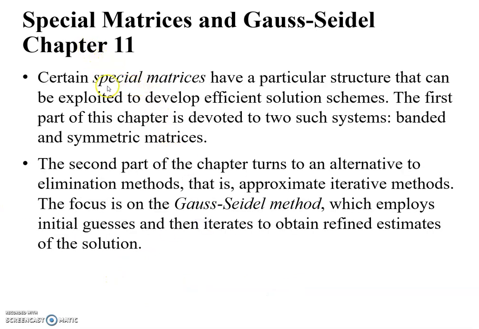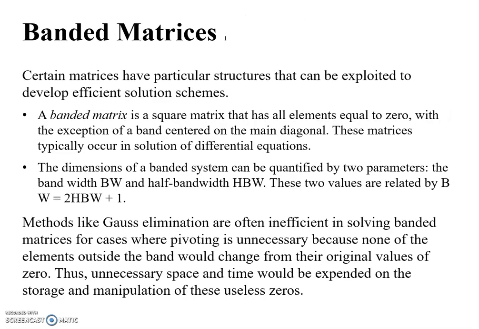Certain special matrices have a particular structure that can be exploited to develop efficient solution schemes. The first part of this topic is devoted to two such systems, banded and symmetric matrices. First we will look at the banded matrices, and then the symmetric matrices. The second part of this chapter turns to an alternative to elimination methods, that is, approximate iterative methods. The focus is on the Gauss-Seidel method, which employs initial guesses and then iterates to obtain refined estimates of the solution.